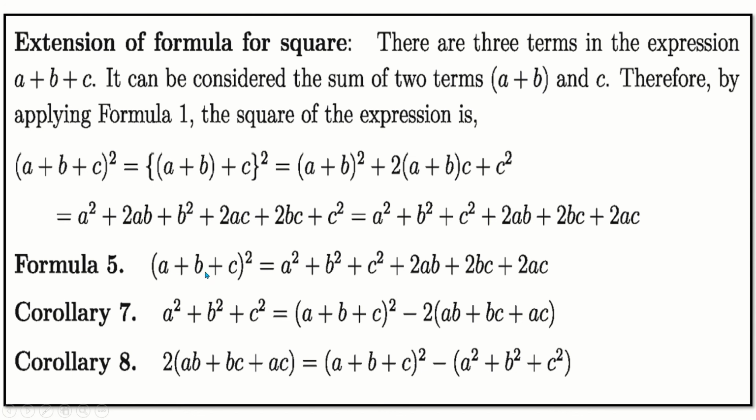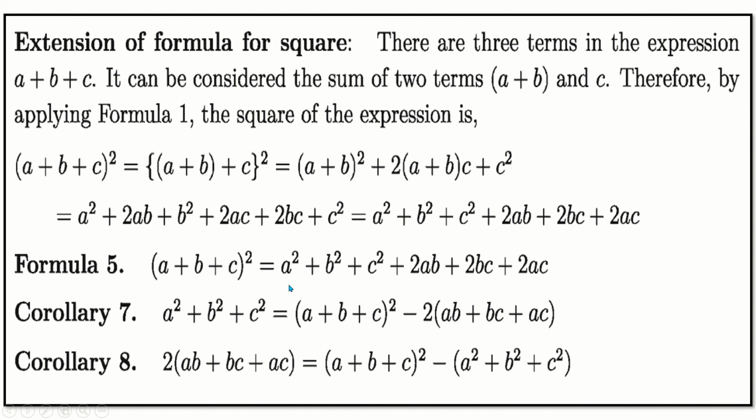Therefore a plus b plus c whole square equals a square plus b square plus c square plus 2ab plus 2bc plus 2ac. If the given expression involves three variables, that means a plus b plus c, in this way we can use this formula. Okay, no problem.